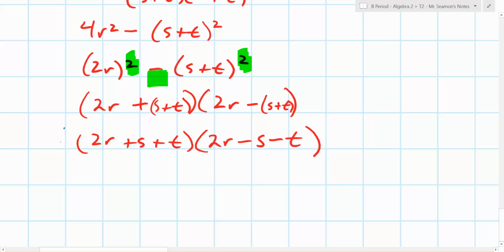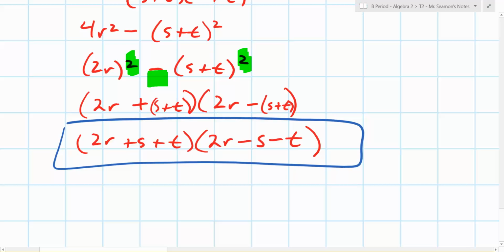This is by far the hardest type of factoring that you will do on the upcoming test. No, this exact question is not on the test.